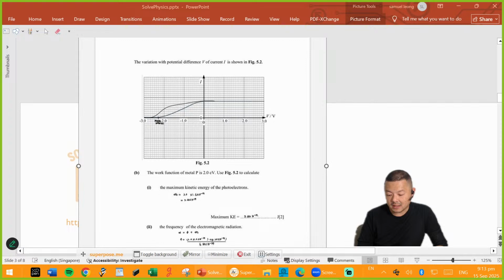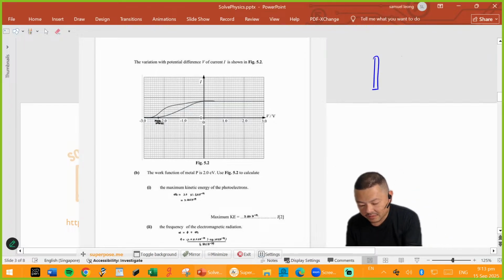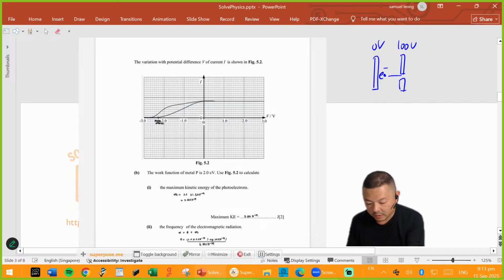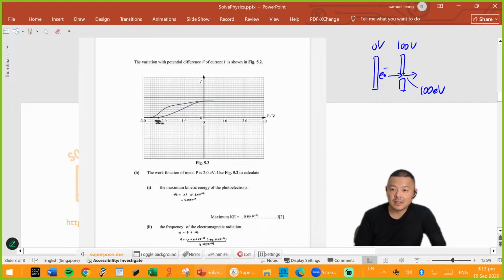EV is a shortcut unit, right? Because it's electron volts. It's easy. Like if you have 0 volts and 100 volts and you have an electron, and the electron is attracted to the 100 volts and passes through the hole, then what's the KE as it comes out? It's 100 eV, 100 electron volts. Yeah, it's a shortcut, but it's not SI.